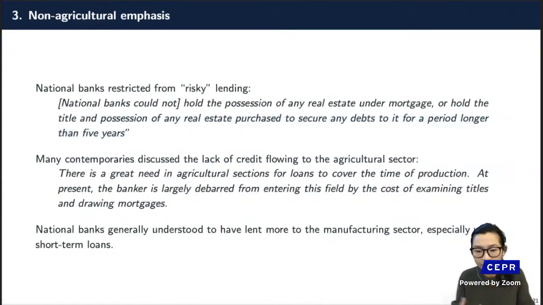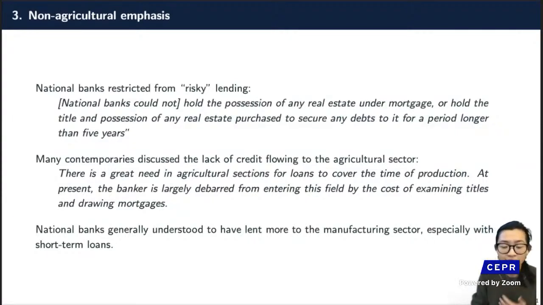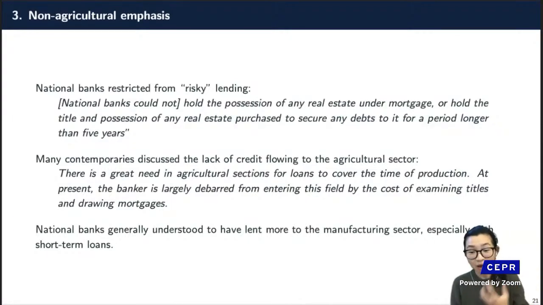And this was all written as a way to keep national banks from going into very risky and illiquid types of lending. Okay. In practice, what this meant was that the sector of the economy that held most of its wealth in land, which often was under mortgage, i.e. the agricultural community, was usually less able to get financing from these banks.